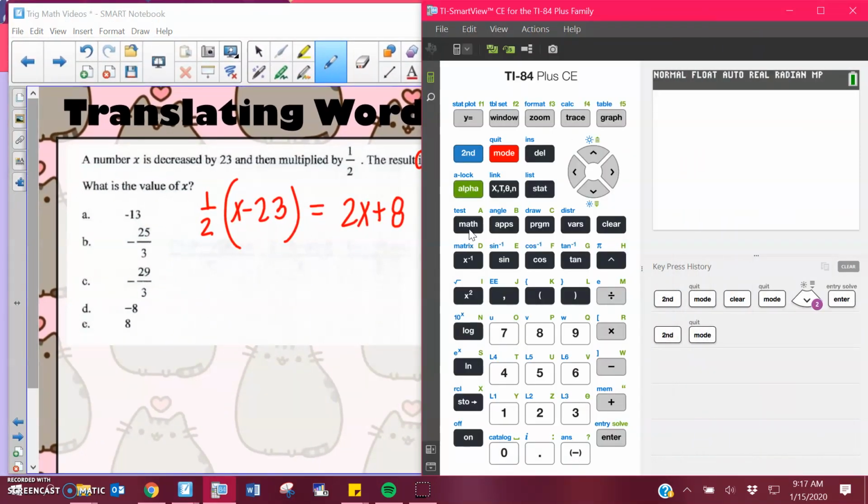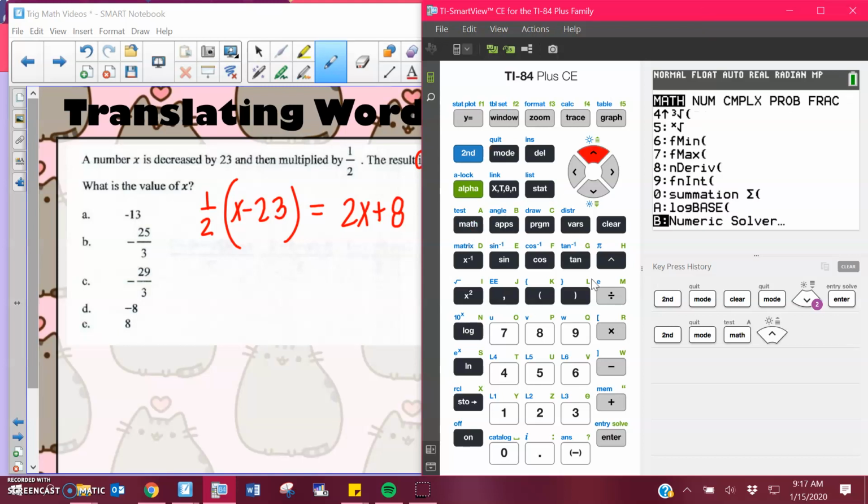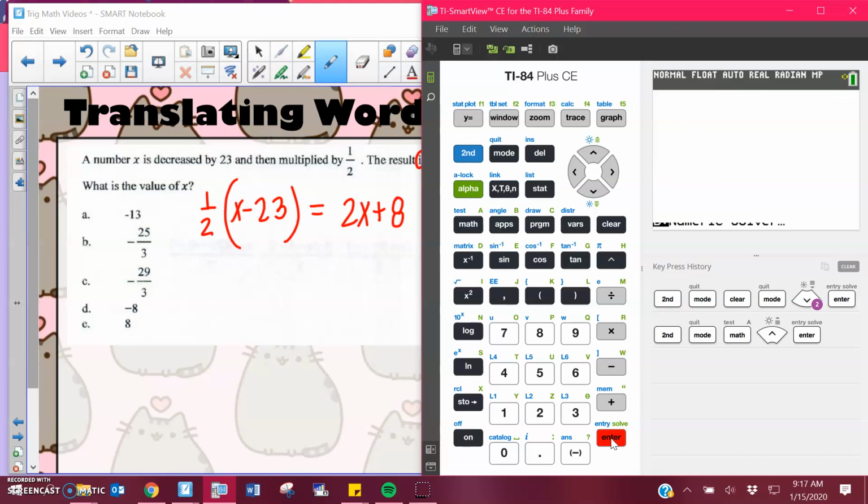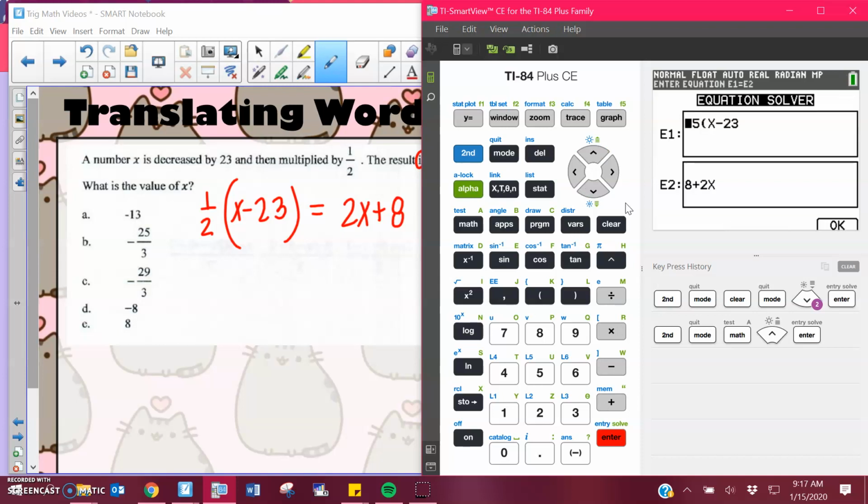So if I go to find the numeric solver, again, it's under the math menu, and then it's at the very bottom. Okay, again, math, B or whatever it is, might be C on yours. And then I'm just going to type in that equation. Whoa, look, I already have it. Notice I used a 0.5 instead of a 1/2. It won't matter. And then I used 8 plus 2x. Again, this won't matter just because of the order of operation.